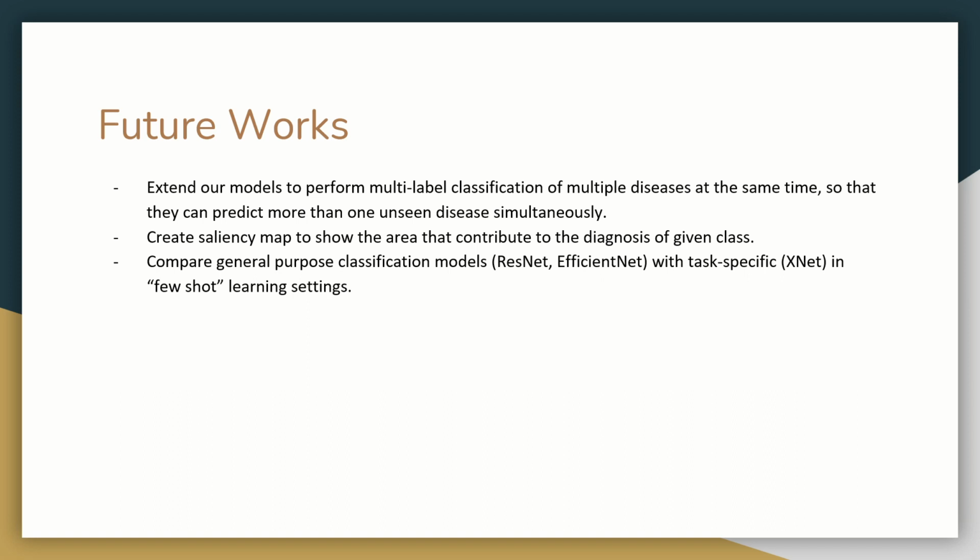We can create a saliency map to show the areas that contribute to the diagnosis of the given class. Moreover, we can compare the general purpose classification models, such as ResNet and EfficientNet, which have been used in this talk, with the task-specific models such as EggNet in a few-shot learning setting.